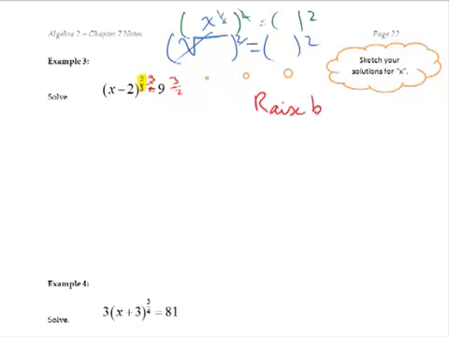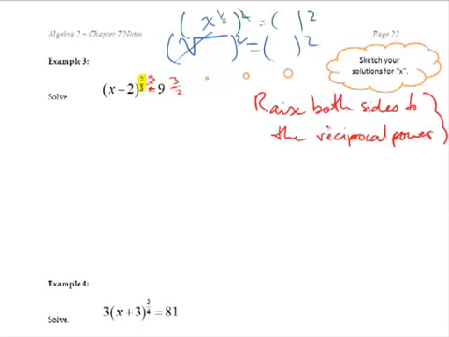So raise both sides to the reciprocal power. When we do this, what is 2/3 times 3/2? Well, it cancels. It's just 1, just the same way that 1/2 and 2 canceled. So we will end up getting on this side just x minus 2.